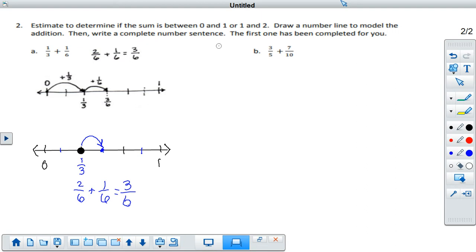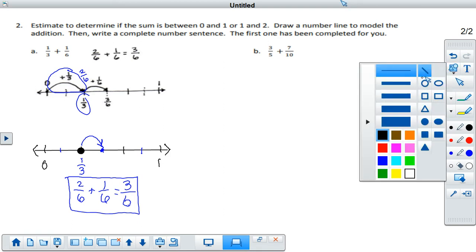Then I've written a complete number sentence, 2/6 plus 1/6 equals 3/6. So you don't have to do this part, starting at 0 and adding 1/3. I think starting at 1/3 is perfectly fine, but I would make that marking and show that 1/3 is equivalent to 2/6. Just my suggestion for you.